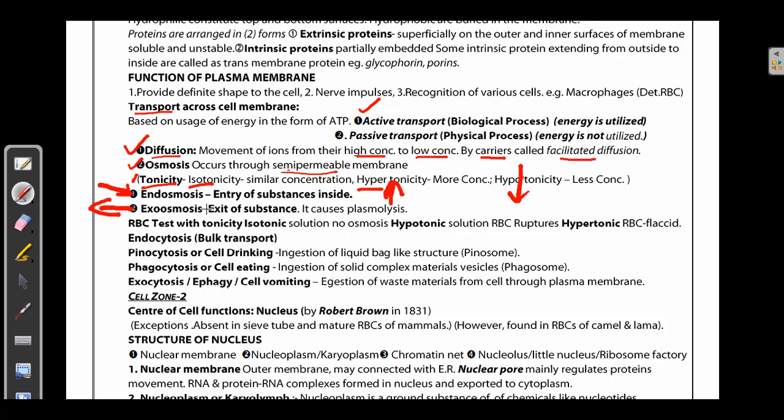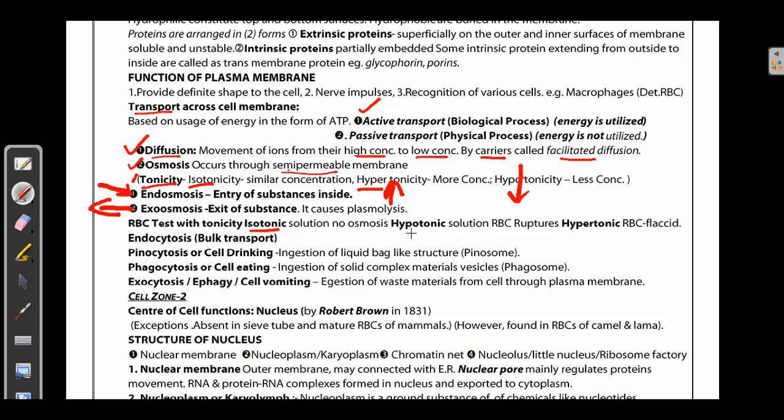Here I will show you what happens to the RBC cell when you expose it to various tonicity levels. So first, let us expose it to isotonic. When you expose it to an isotonic solution, there won't be any osmosis and there won't be any change in the cell.